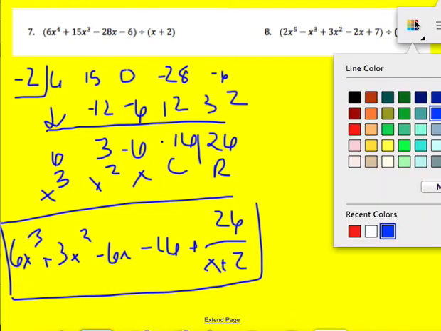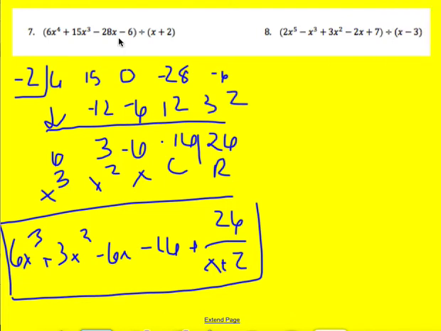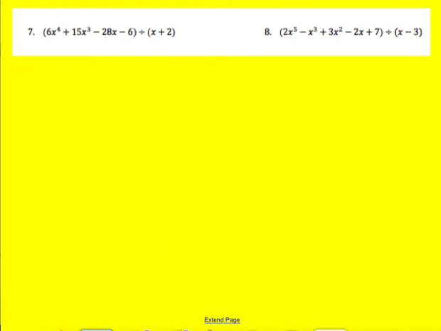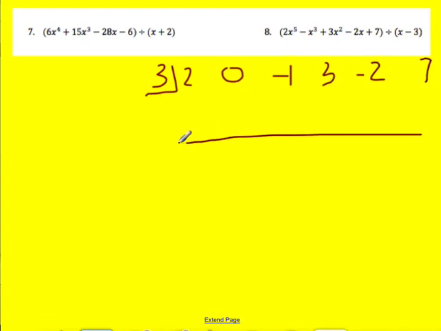Let's take a look at number 8. So for number 8, it looks like we're skipping our x to the 4th term, and I'm actually going to erase this so we have lots of space. So we're dividing by x minus 3, so in my box goes 3. And then I have 2, and I don't have an x to the 4th term, so I'm going to put 0 in as a placeholder, then negative 1, then 3, then negative 2, then 7. So that's set up for synthetic division.